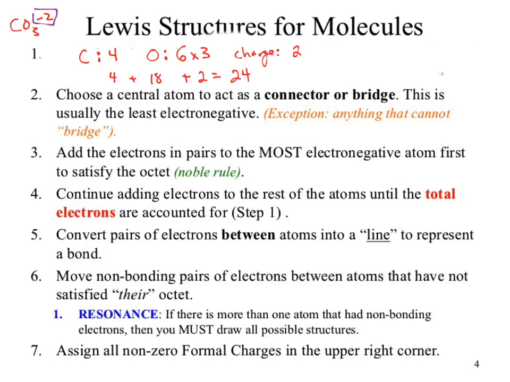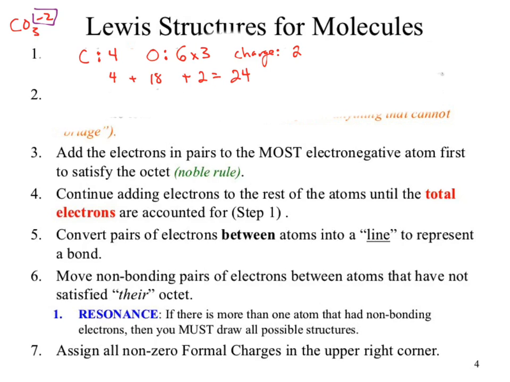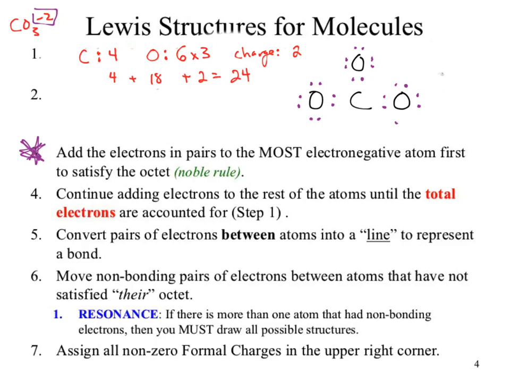24. Choose a central atom to act as a connector or bridge. The connector or bridge is usually the least electronegative. Oxygen, being close to fluorine, the most electronegative, is more electronegative than carbon, which means carbon's our center atom. So let's draw it over here. I will then scatter the oxygens around it. Right? I'll now add electrons in pairs to the most electronegative atom first. Let's go ahead and show those as purple. Oxygen, being more electronegative, gets the electrons first. I've now drawn 8 electrons. 10, 12, 14, 16. That would be 18, 20, 22, 24. Yeah?